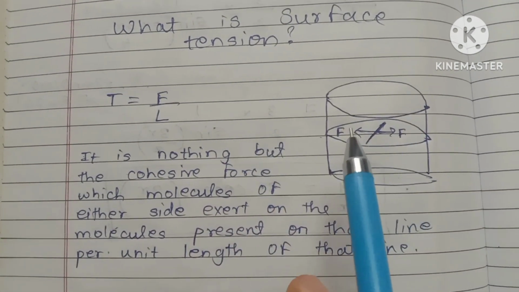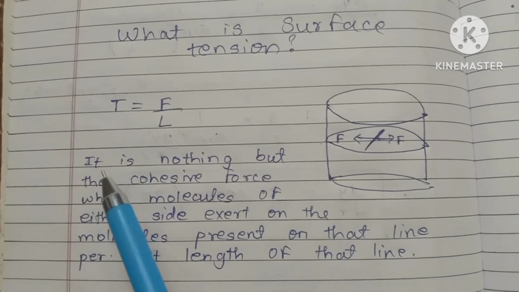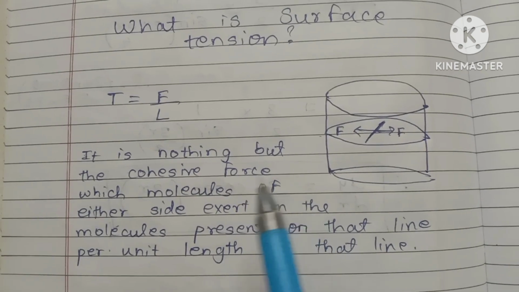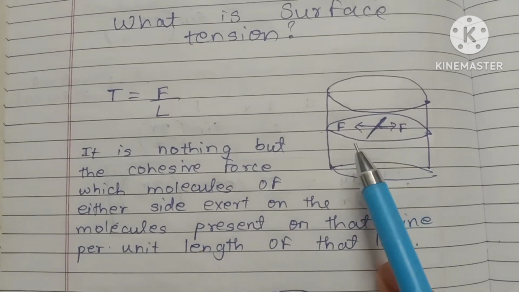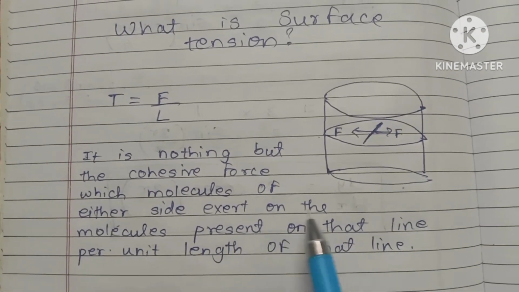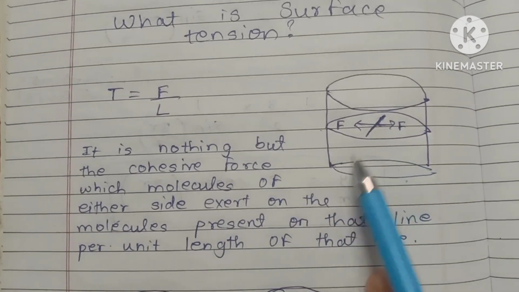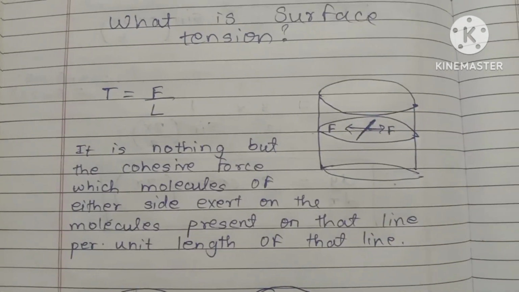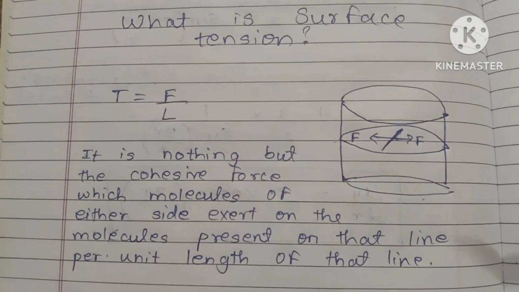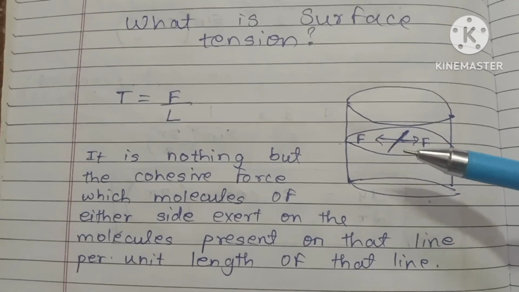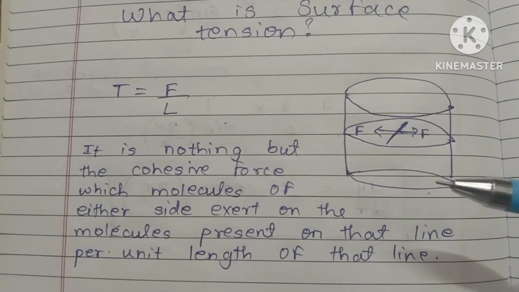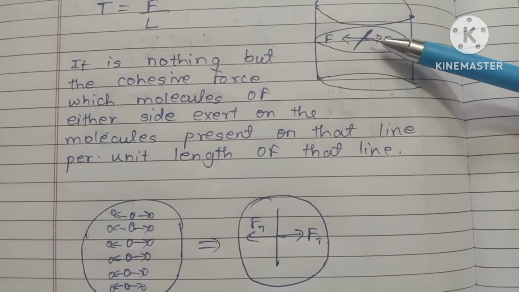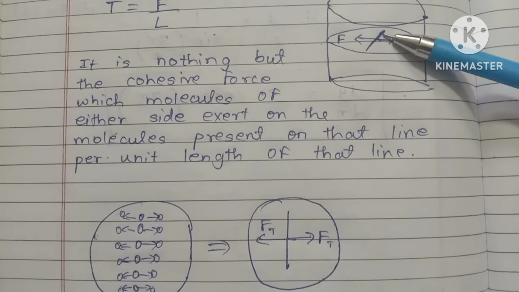So which force is this? We will see now. It is nothing but the cohesive force which molecules on either side of this line exert on the molecules present on that line per unit length of that line. Understand it. This force is nothing but the net cohesive force which molecules on either side of this line exert on the molecules present on this line.